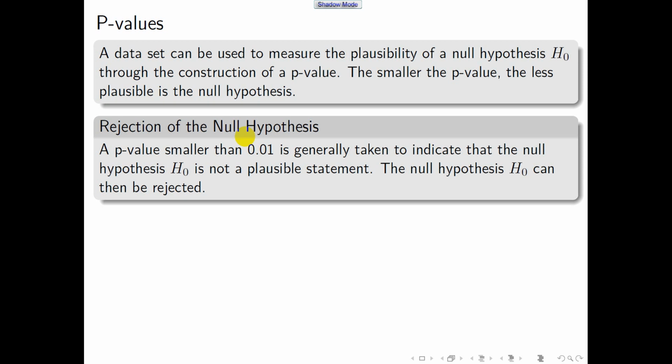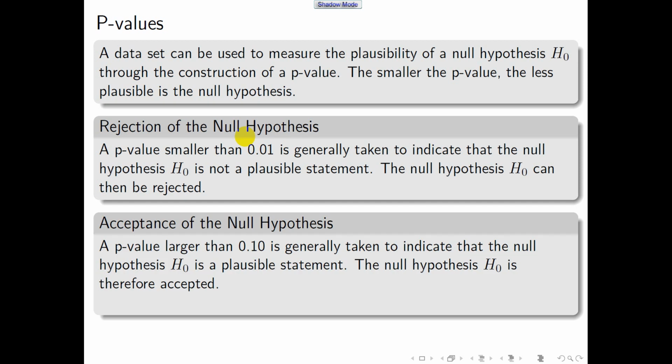Okay? So if, for example, the p-value of the null hypothesis is bigger than 0.1, you decide this number by yourself, okay? Depending on what you're seeing, this is possible. What is the level of the significance, okay? So if the p-value is bigger than 0.1, you claim that the p-value for this null hypothesis is big enough to conclude that this null hypothesis is plausible, is true, okay?